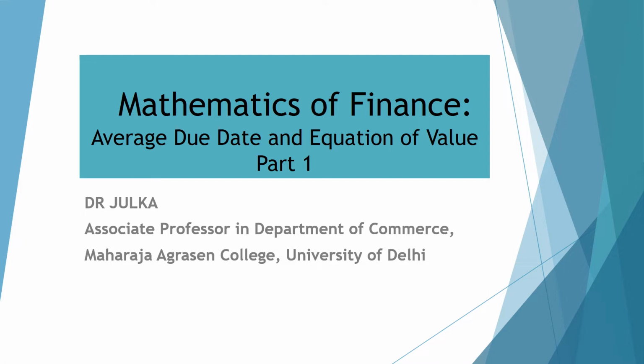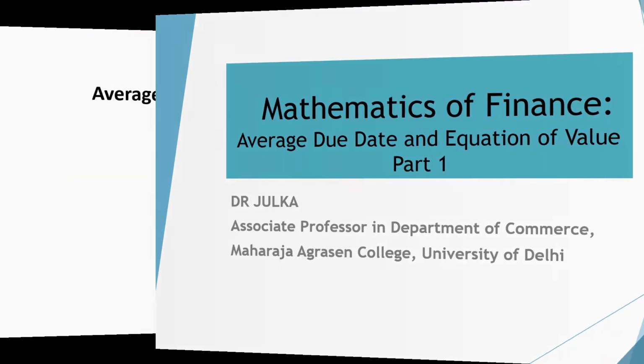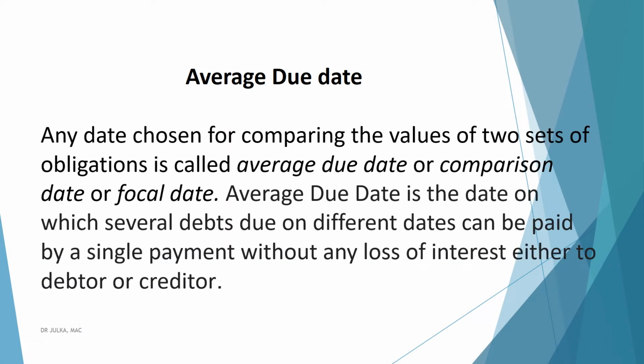Today we talk about average due date and equation of value. Do you know what you mean by average due date? Any date chosen for comparing the values of two sets of obligations is called average due date. It is also known as comparison date or focal date. Average due date is a date on which several debts due on different dates can be paid by a single payment without any loss of interest either to debtor or creditor.